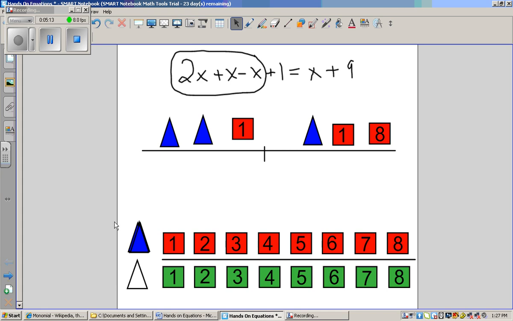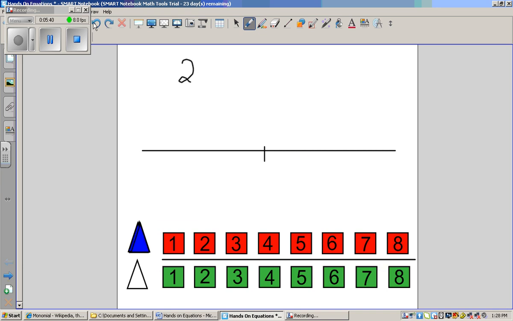If you need more time to solve, please pause. When you solve this, you should get that x equals 8. And when you check it, you find that 17 equals 17. Okay? I'm going to write one more equation at the top of the screen. I'm not going to help build this one. You want to think about your like terms when you are putting your manipulatives on your scale.